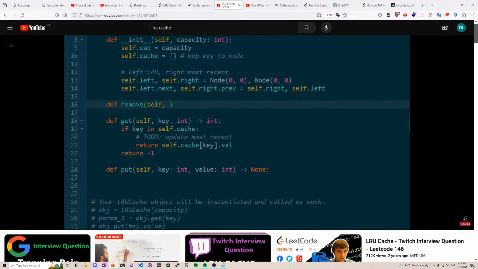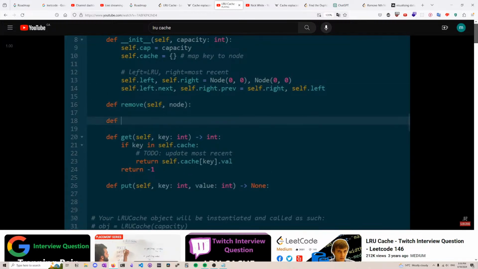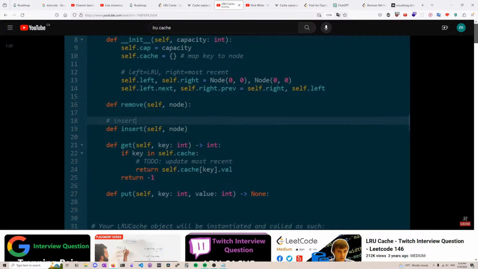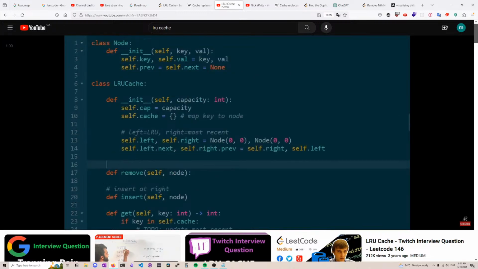And these helper functions are going to be applied to our linked list. So we're going to pass in the node that we want to remove from our doubly linked list. And I'm also going to write a function to insert into our linked list. And when we insert, we're going to insert at right. And the remove is just going to remove from the list.